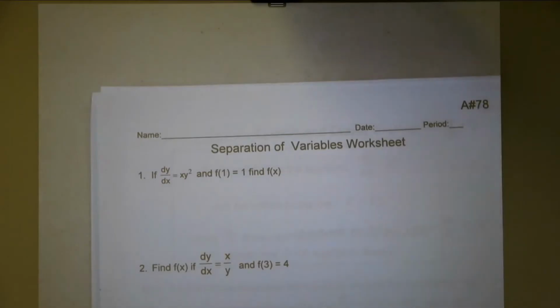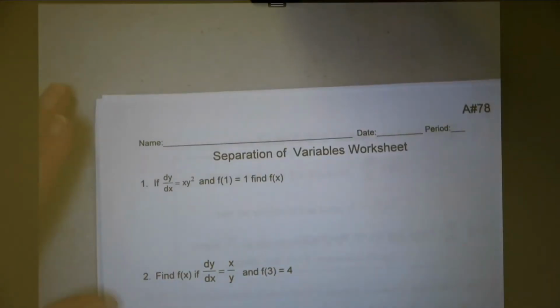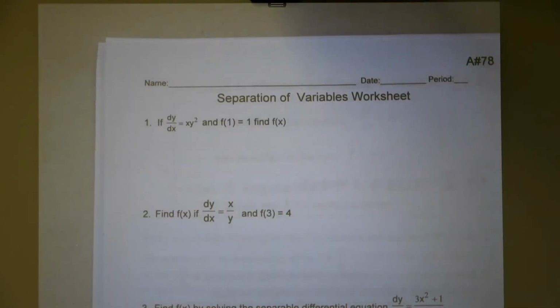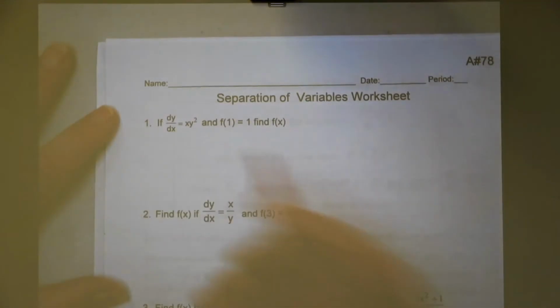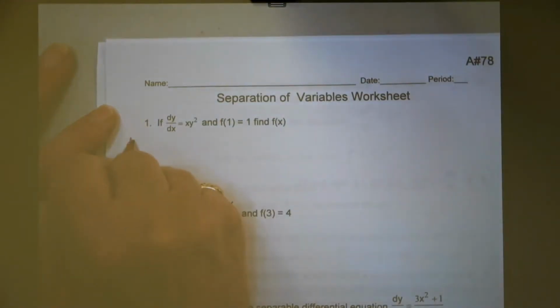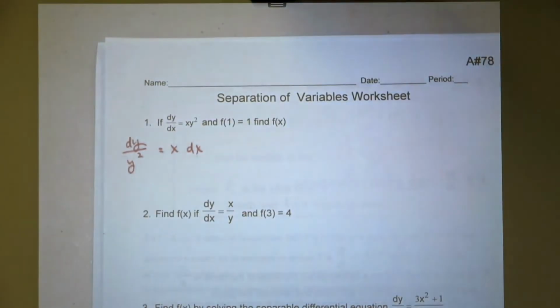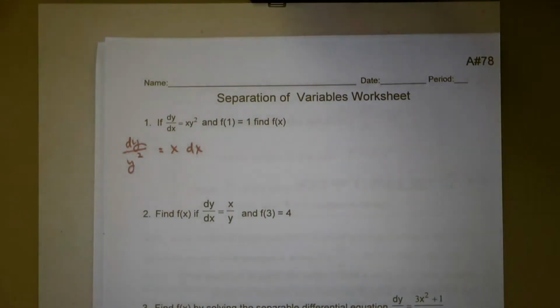All right, problem number 1. dy/dx is xy squared, and f of 1 is 1. So I've got a differential equation and an initial condition. I'm going to find the function. So the first thing I'm going to do is separate. So I have dy over y squared is x dx. Again, point for separating your variables.